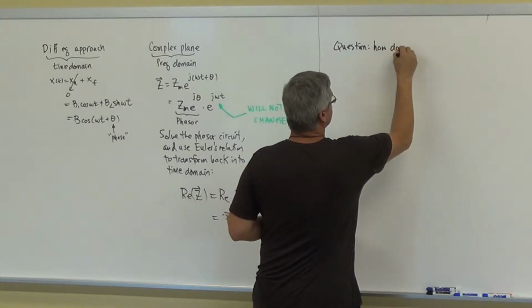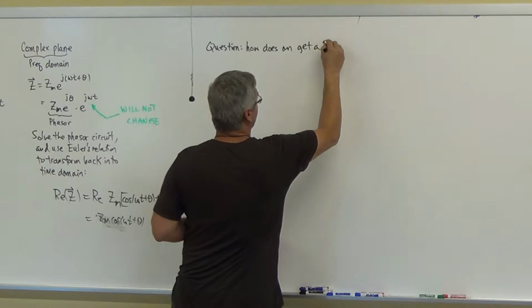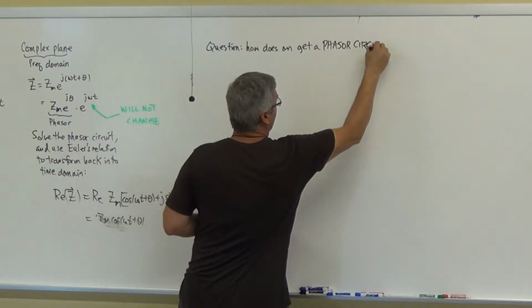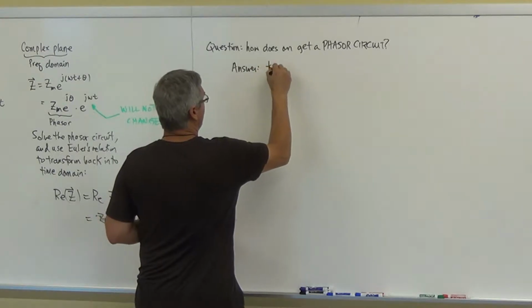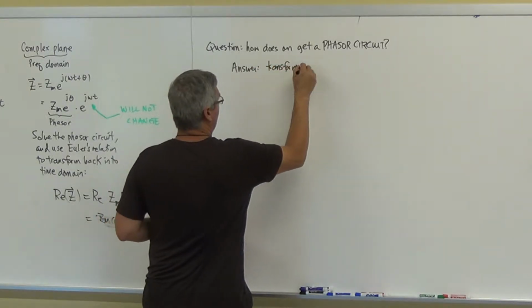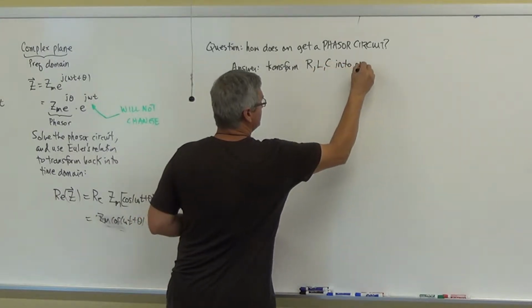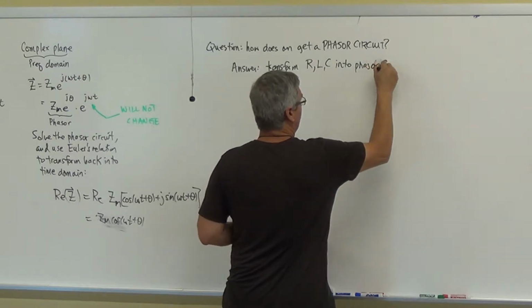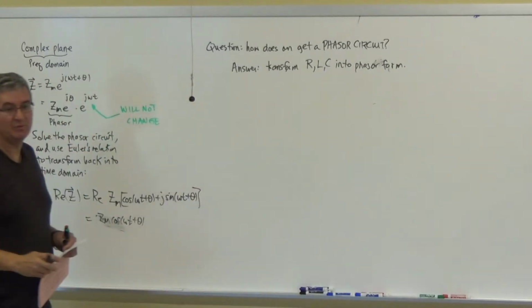How does one get a phasor circuit? And the answer is, we need to transform RLC into phasor form. That's what we started doing last time.